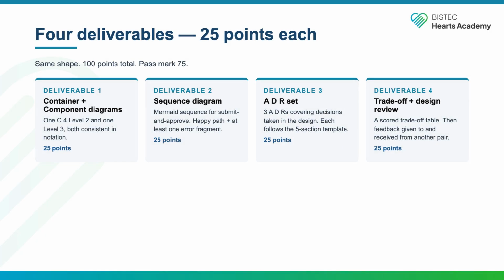Same shape as before. 100 points total. Pass mark 75. Deliverable 1: the container plus component diagrams. 1 C4 level 2 and 1 level 3, both consistent in notation. Deliverable 2: the sequence diagram. Mermaid sequence for submit and approve. Happy path plus at least 1 error fragment.